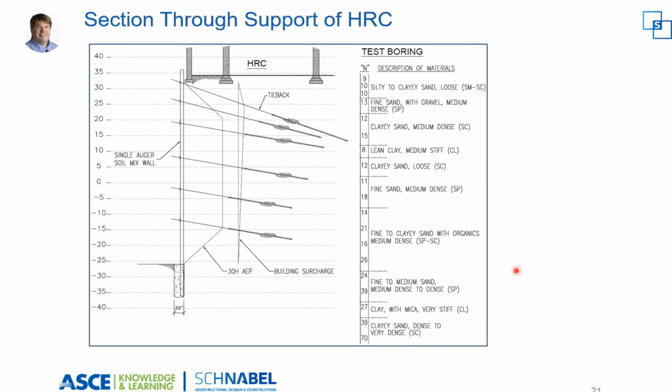So this is a cross-section through the Holy Rosary Church. We have multiple tiers of tiebacks supported by a single auger soil mix wall. And then we estimated the building surcharge using books and ESC and applied that to the back of the earth pressure diagram. We were below the water table, but because this is a soldier pile and lagging system and free draining, we didn't put any water pressure on the project.